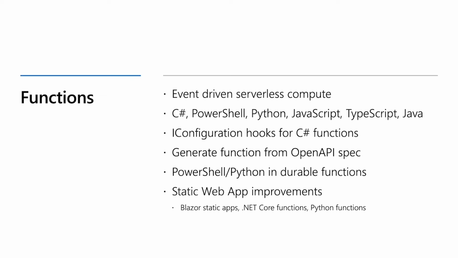Use your choice of languages, select from C#, PowerShell, Python, JavaScript, TypeScript, and/or Java, and run it on Azure or on the edge with containers or Kubernetes. As for what's new, there is now a configuration hook for C# function. You can also now generate functions based on an OpenAPI stack or based on an API management resource. With Durable Functions, you can now write PowerShell and Python code for long-running and orchestrated functions. And lastly, improvements on Static Web Apps include Blazor static app, .NET Core, and Python functions.